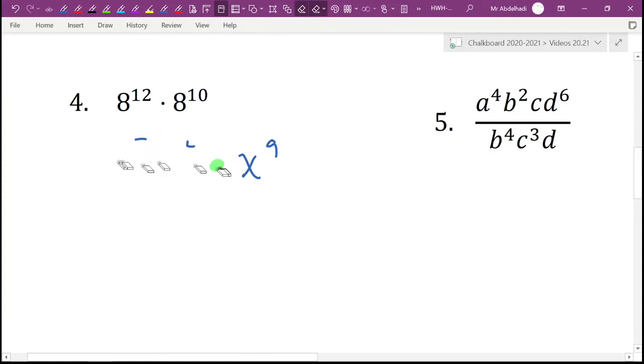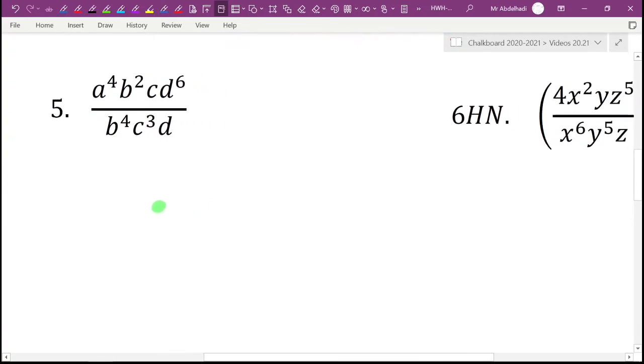Well, here we have two things that are base 8. In other words, 8 is the base, 8 is the base. Same base, just add the powers, and you get 8 to the 12 plus 10 is 22. And don't bother trying to figure out what that is. That's a huge, huge number. And there you go. Okay, number 5.